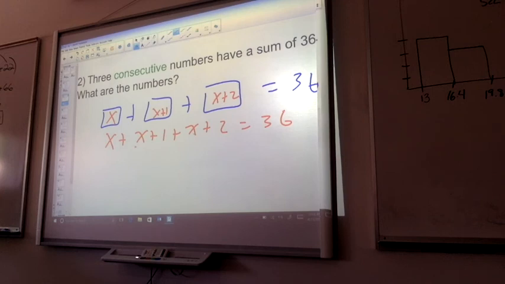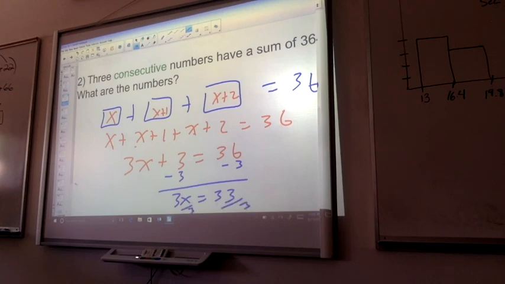So x added together is 3x. 1 plus 2 is 3. Subtract 3 from both sides. So I get 3x is equal to 33. Divide each side by 3. So x equals 11. Okay, so that's 11. What's this one? 12. What's this one? 13. If I add 11 plus 12 plus 13, I get 36. Are they consecutive numbers? 11, 12, 13. Yep, right in a row.